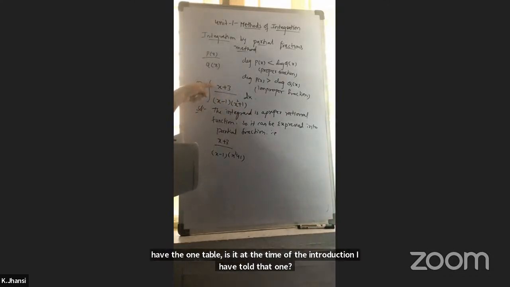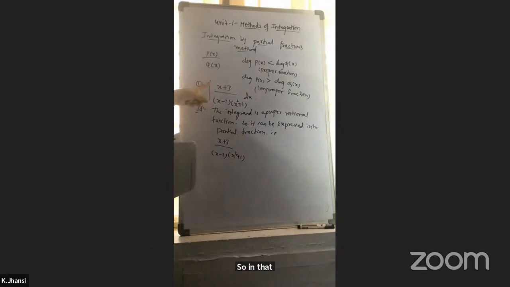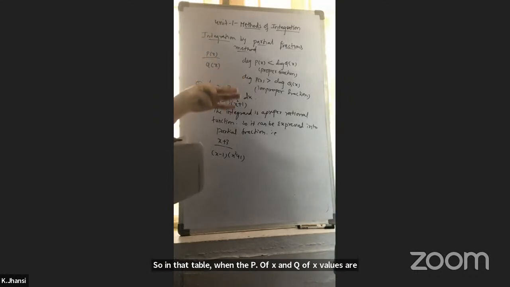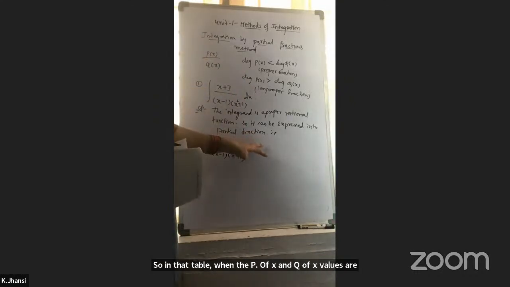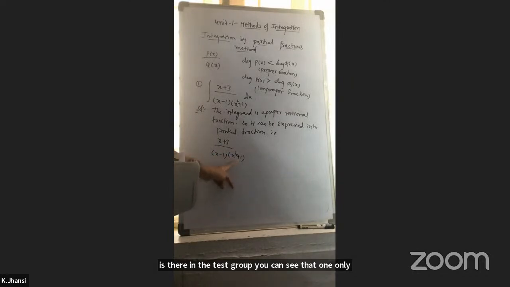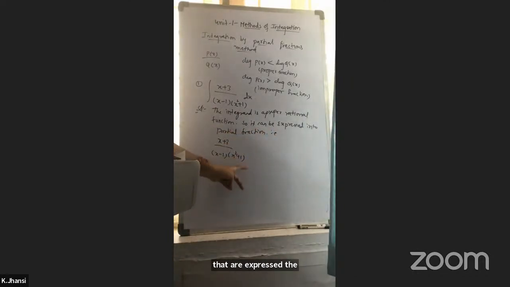In that table, when the p of x and q of x values are there, three to four different types will be there. How to split each as partial fractions is in the textbook, you can see that. If the numerator is x plus 3 and the denominators are x minus 1 and x plus 1, we can write it as a by x minus 1 plus b by x plus 1.